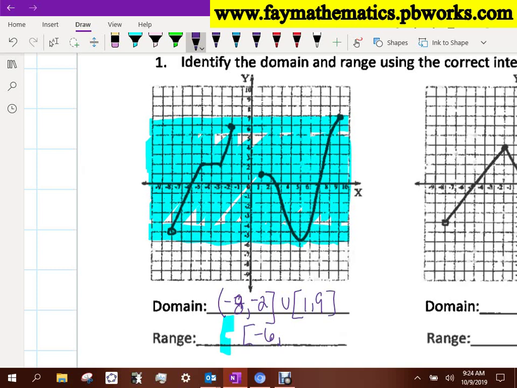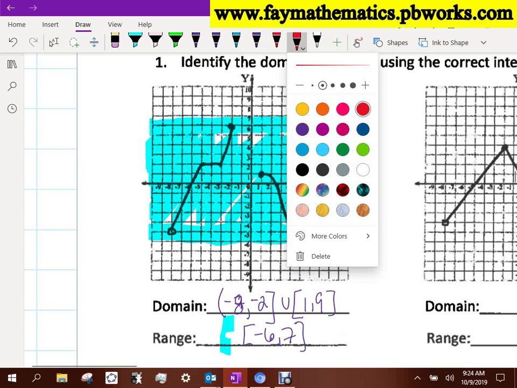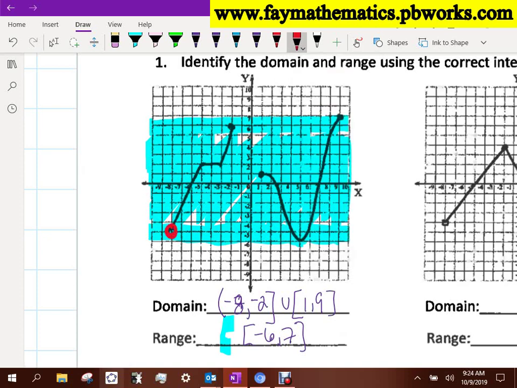-6 up to 7. Now here's the idea. We're going to include both those, right? Some people had concerns or were confused about that one right there. Because it was open, they thought -5 needs to be removed. Now think about this. I would agree that if I were to ask you for that ordered pair, you couldn't give it to me, because it doesn't exist, right? You could give me like -8.